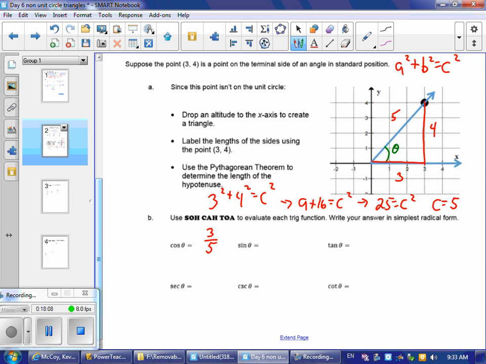Sine is opposite over hypotenuse. Opposite is 4. Hypotenuse is 5. So sine is 4/5. And then tangent is opposite over adjacent. So that would be 4 over 3. And then again, once you know those three, as long as you know what reciprocal functions go with which, all you have to do is take those values and flip them over. Cosine goes with secant, so that's 5/3. Sine goes with cosecant, so that's 5/4. And cotangent goes with tangent, so that's 3/4.